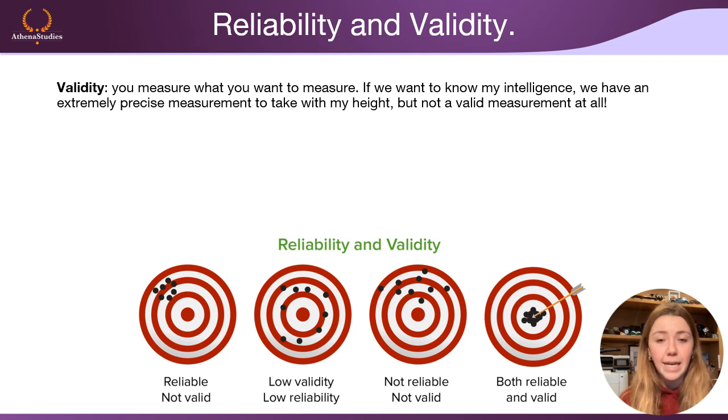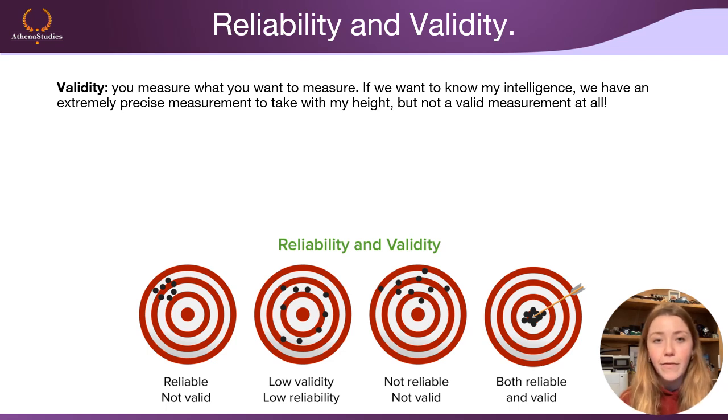Next up is validity. So when we talk about validity, we actually refer to a person measuring what they actually want to measure. So for example, I want to measure my intelligence. If I do measure my intelligence, I do it with an IQ test. Hopefully that is a very valid test. And an invalid test would be, for example, measuring my length. It's very reliable, but it's not valid at all.